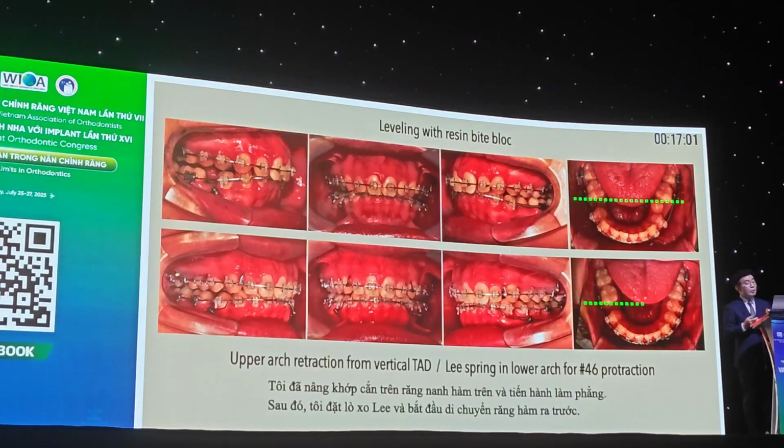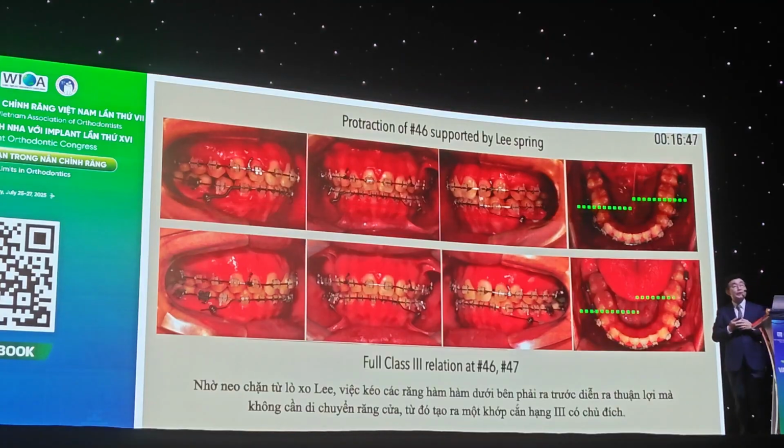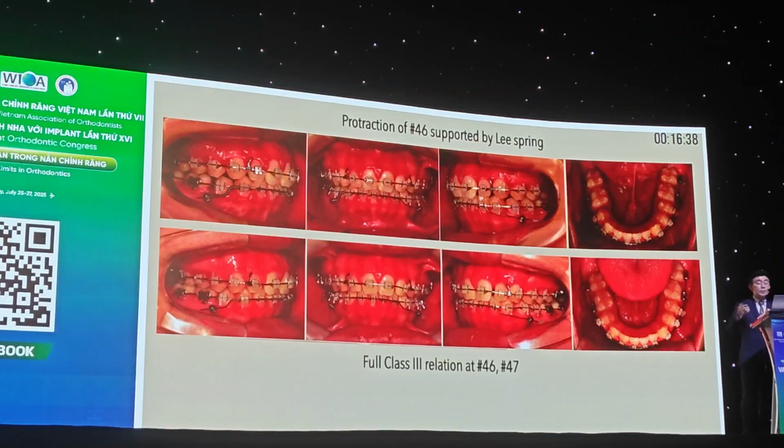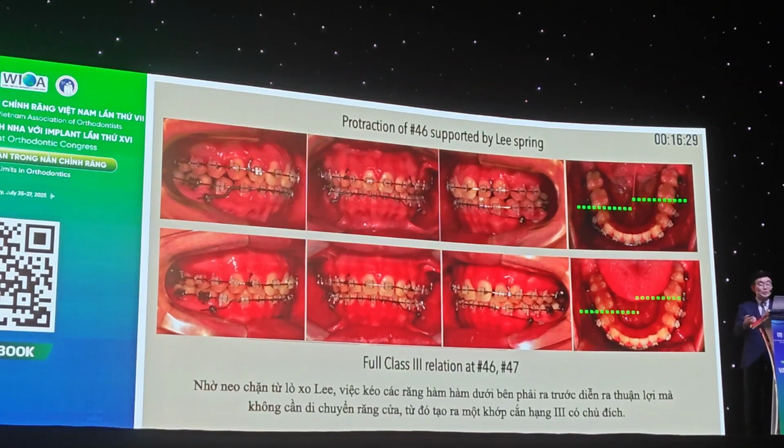I installed the bite block on the maxillary canines and proceeded with the leveling. Following this, I pressed the lead spring and initiated the forward movement of the molars. Thanks to the anchorage provided by the lead spring, the forward movement of the mandibular right molar progressed smoothly without requiring any movement of the incisors, leading to the formation of an intentional full class 3 molar relationship.